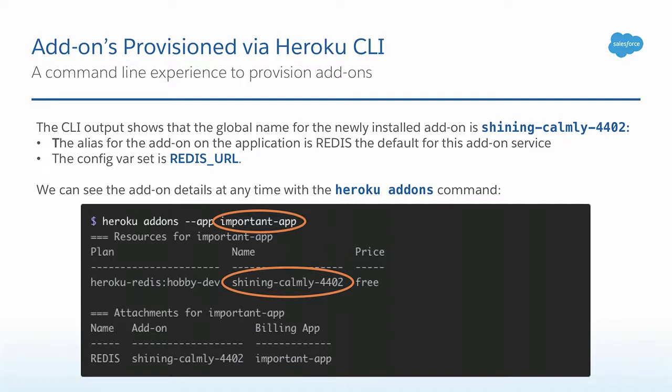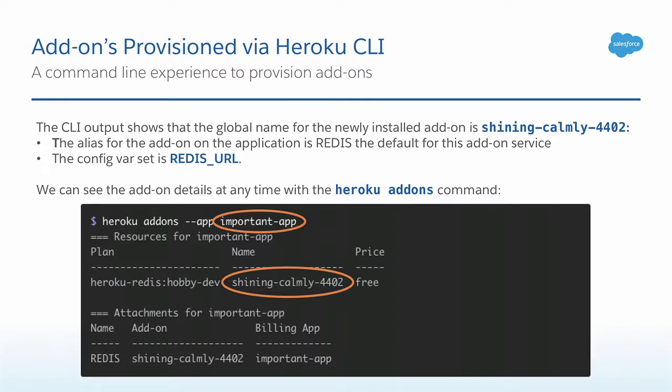The resources section lists the add-ons that are owned by the application. It includes relevant details about the add-on, such as its plan, its global name, and its cost. The attachment section lists all the add-ons that are attached to this application, more specifically have an alias to an add-on. It's important to note that regardless of whether it's owned or not. This is where we can see that Redis is an alias to our Shining Calmly 4402 add-on we just installed.